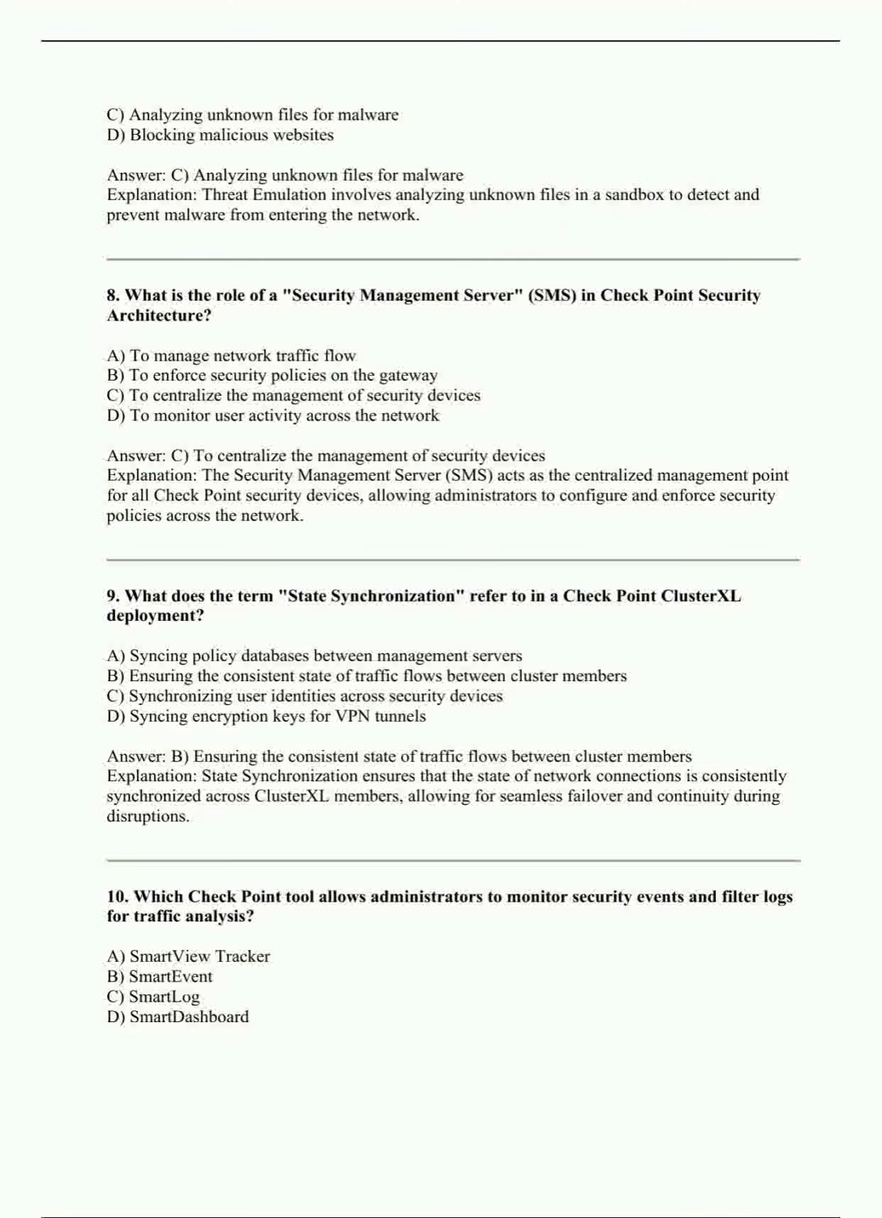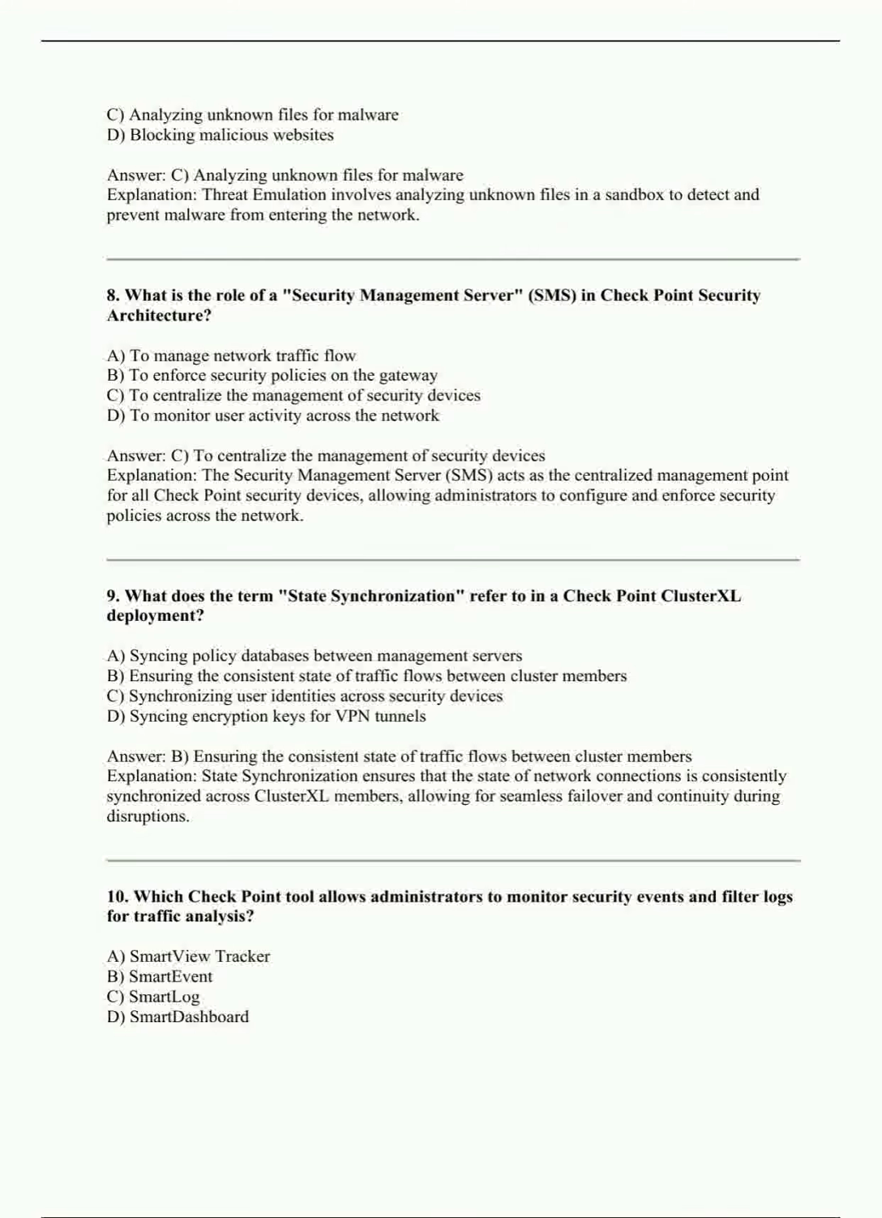8. What is the role of a Security Management Server, SMS, in checkpoint security architecture? A. To manage network traffic flow. B. To enforce security policies on the gateway. C. To centralize the management of security devices. D. To monitor user activity across the network. Answer: C. To centralize the management of security devices. Explanation: The Security Management Server, SMS, acts as the centralized management point for all checkpoint security devices, allowing administrators to configure and enforce security policies across the network.